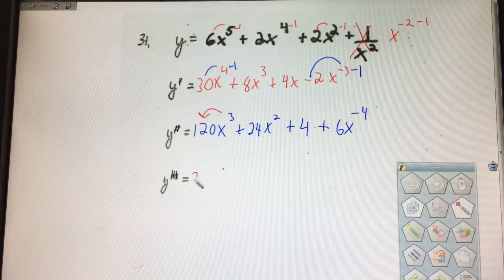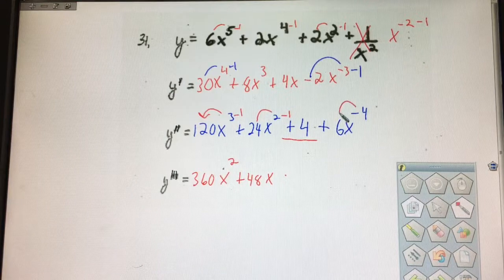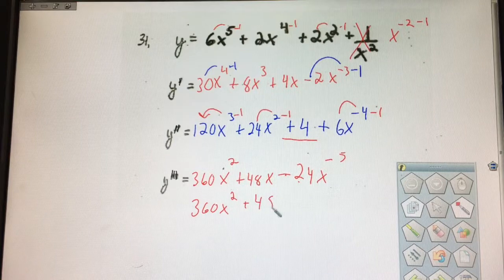3 times 120, I believe, is 360x to the 2nd power. 2 times 24 is 48x, and I subtract 1 to the 1st power. Now when I take the derivative of 4, it goes away. It's just 0. But I take the last derivative of negative 4 times 6, that's minus 24x to the negative 5. And I want to rewrite this last one with the positive exponent. So 360x squared plus 48x minus 24 over x to the 5th. I just take that x to the 5th and write it downstairs.